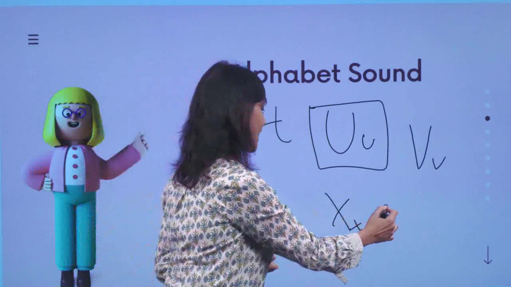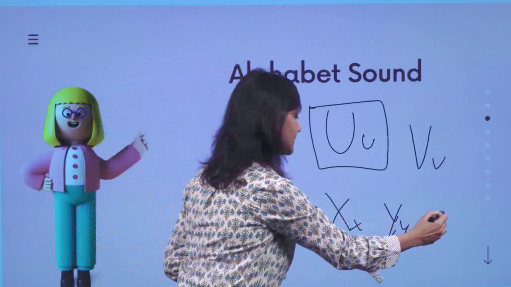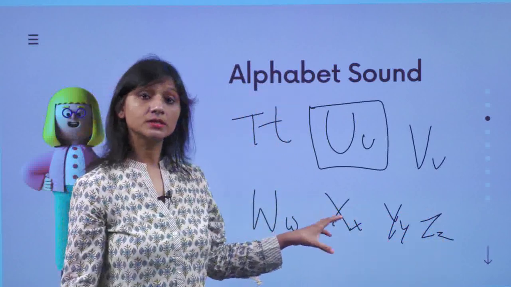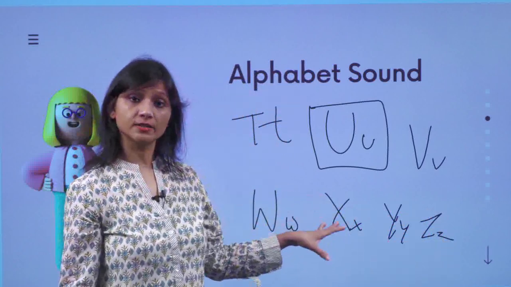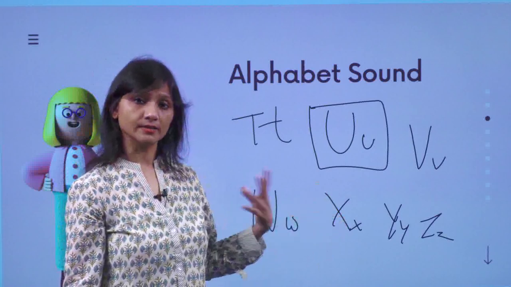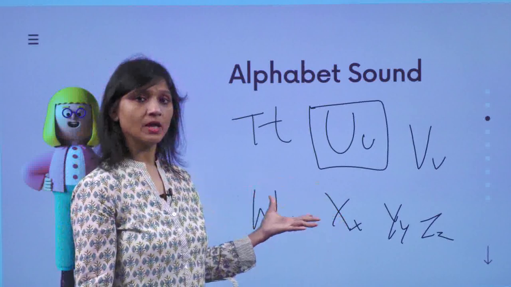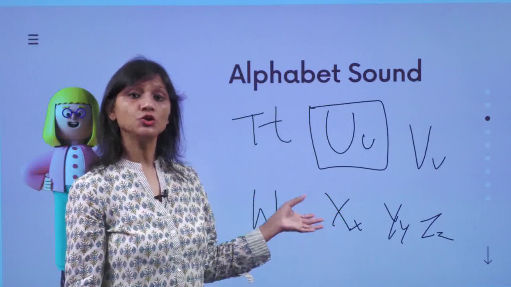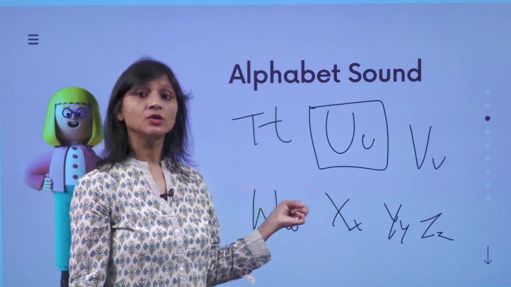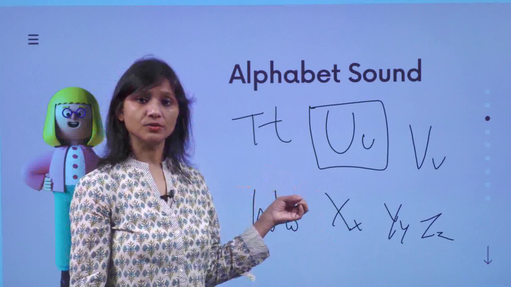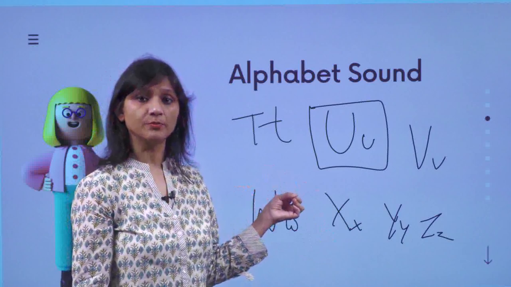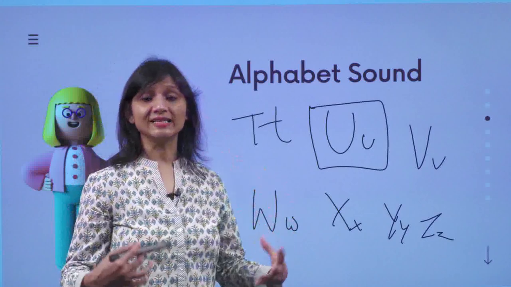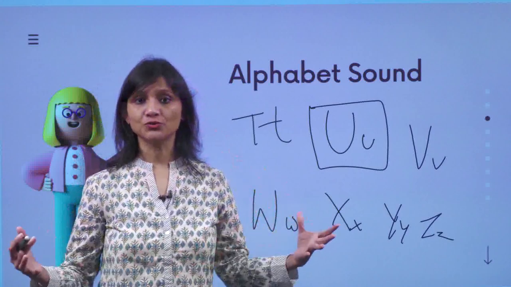Then X, Y and Z. X, box, fix. That's the sound. Then Y. Y, yuck, yacht. Then Z. Buzz, zebra. All right? So these are the sounds that these letters produce.